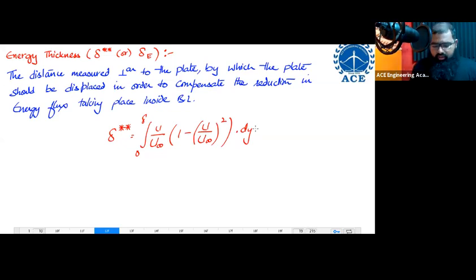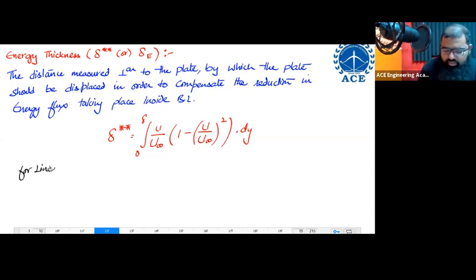One more thing I want you to memorize. In examination, I told you many times a linear velocity profile is coming. Therefore, remember some standard results for linear velocity profile. Yaad rakhiye aap. Okay, what are the standard results?